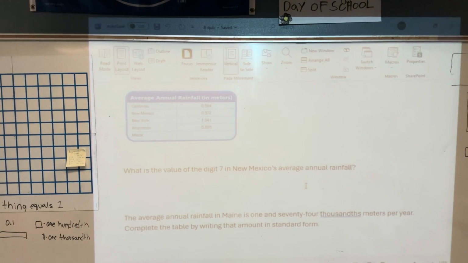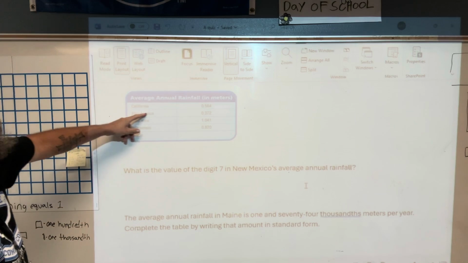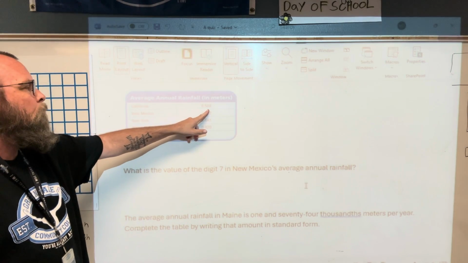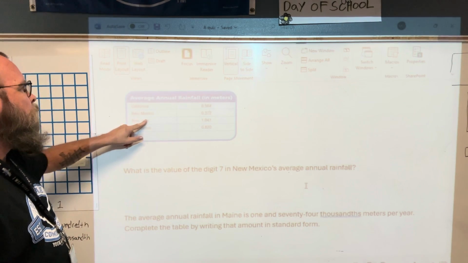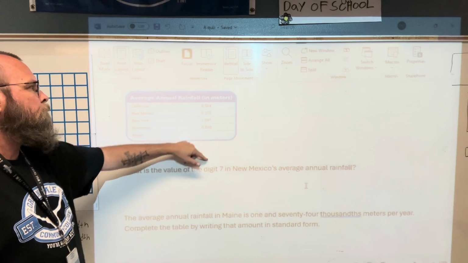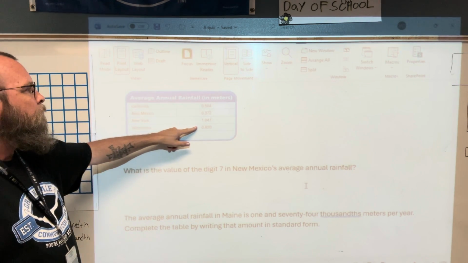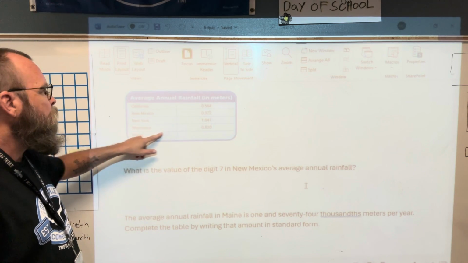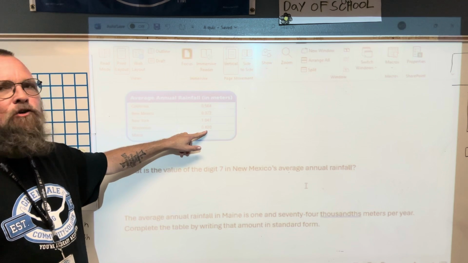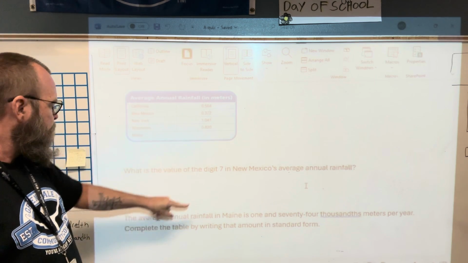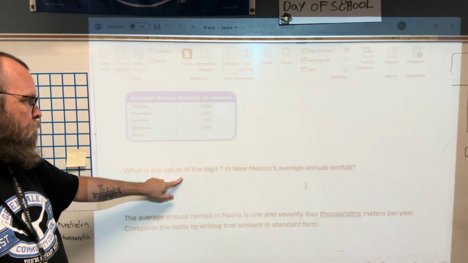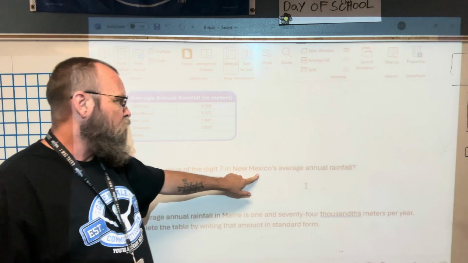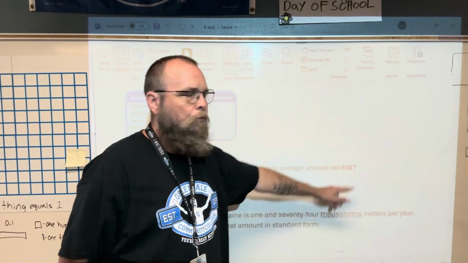All right. The average annual rainfall in meters. And then we have these states. California, 564 thousandths of a meter. New Mexico, 372 thousandths of a meter. New York, 1 and 41 thousandths of a meter. Wisconsin, 0 and 820 thousandths of a meter. What is the value of the digit 7 in New Mexico's average annual rainfall?